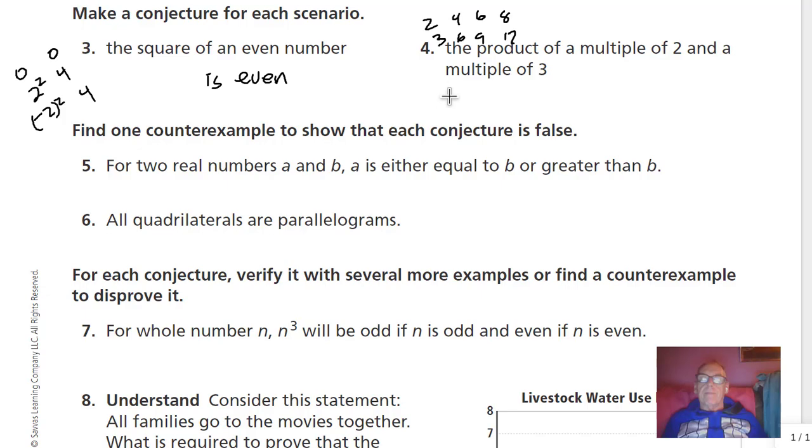Let's see what we got. The product of a multiple of 2 and a multiple of 3. 6 times 6 gives me 36. 3 times 4 gives me 12. 3 times 2 gives me 6. 3 times 8 is 24. 12 times 6, 72. They all seem to be even numbers. 12 times 4, that's 48. What about negative multiples? -2 and a 3, that's a -6. That's an even number. So the conjecture is that they are even.